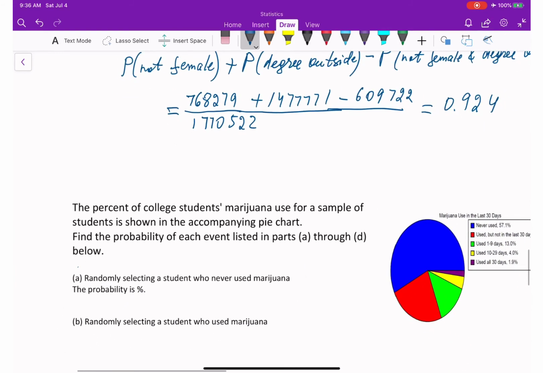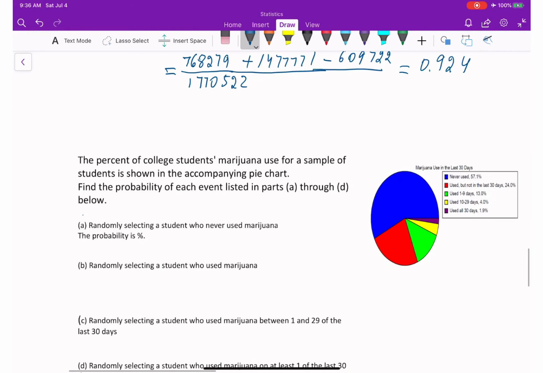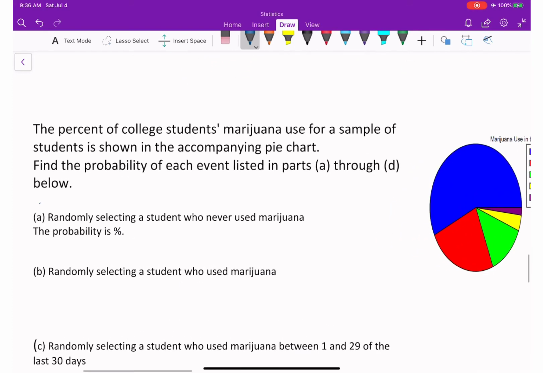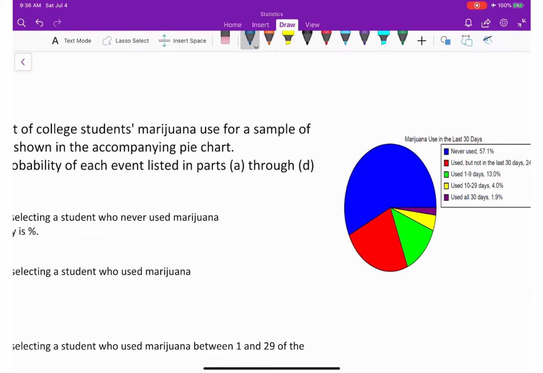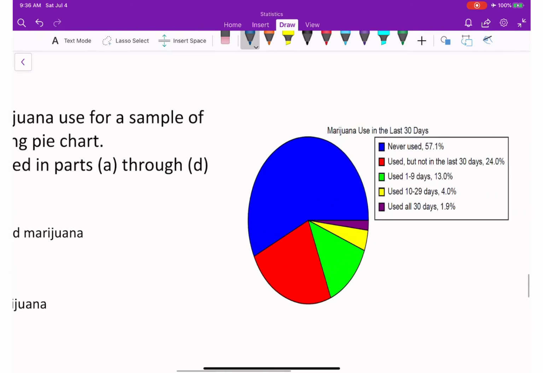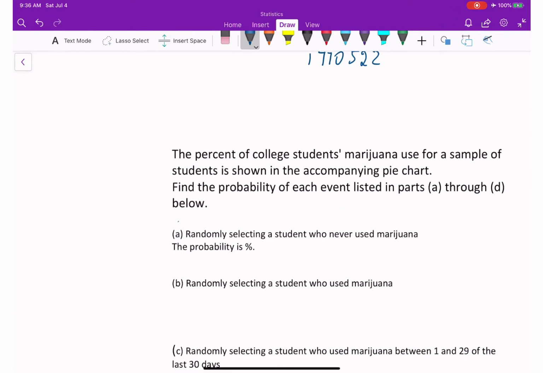The percent of college students' marijuana use, from a sample of students, is shown in the accompanying pie chart. Find the probability for each listed in A through D below. Randomly selecting a student who never used marijuana: if we look at the pie chart, never used marijuana is 57.1. We have already answered.